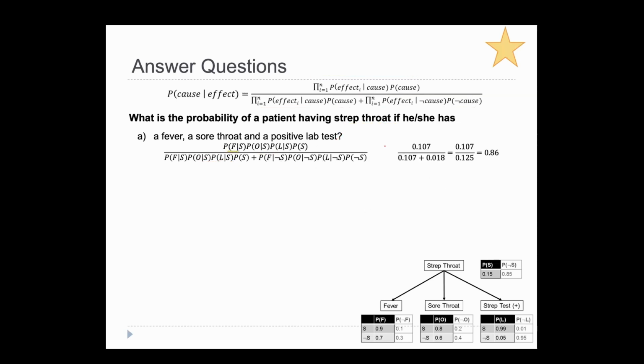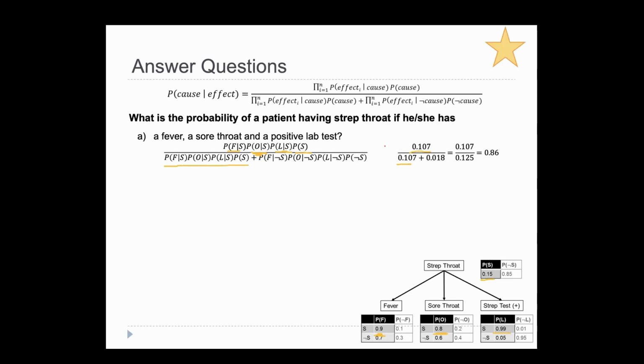So probability of F given S, we have this one here, F given S. O given S, we have this thing over here, O given S. Then positive test given S, we have this thing here. And finally, the prior of S, we have this thing over here. If we multiply these four, we get this thing. And this will be the same as the numerator. So we copy the same value here.